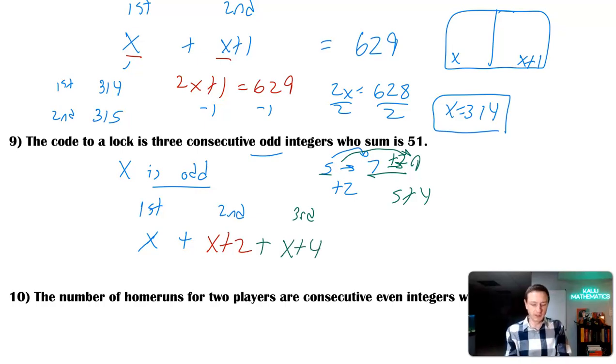Because I have to say I'm going from the first number in the code. The second is the first plus 2. The third is the first plus 4. And then we are told that that's totaling 51.